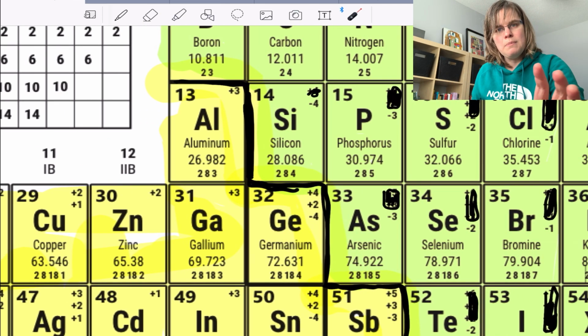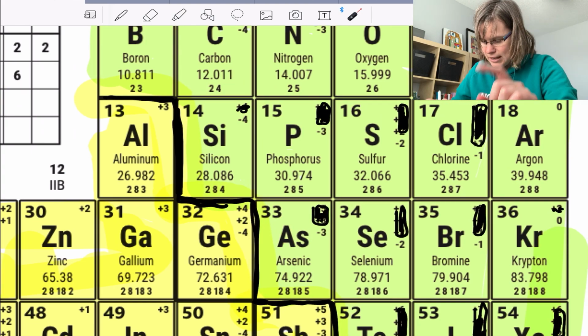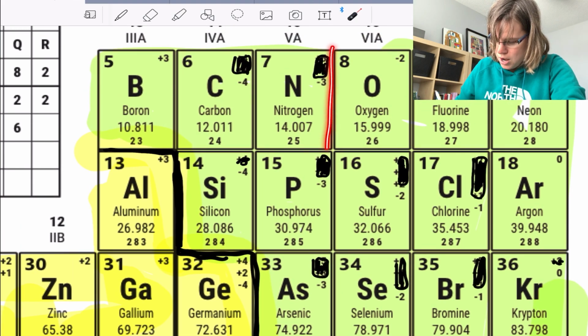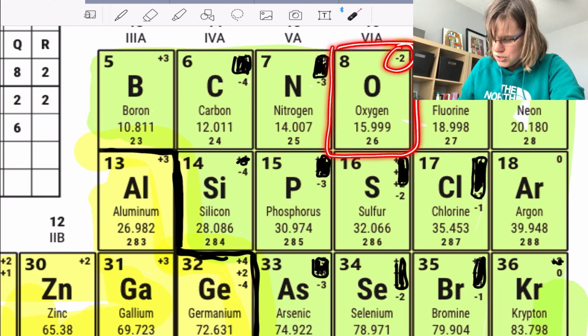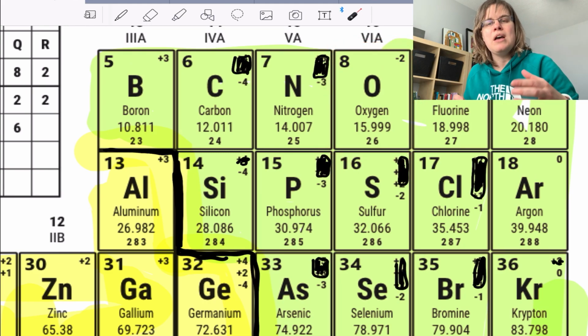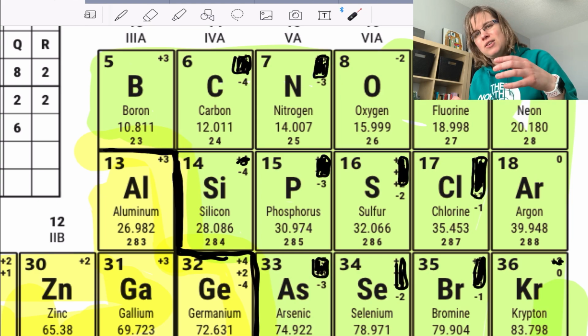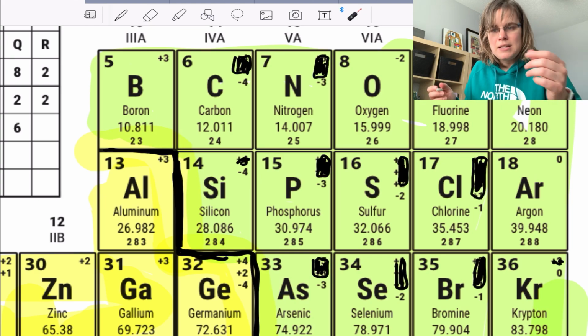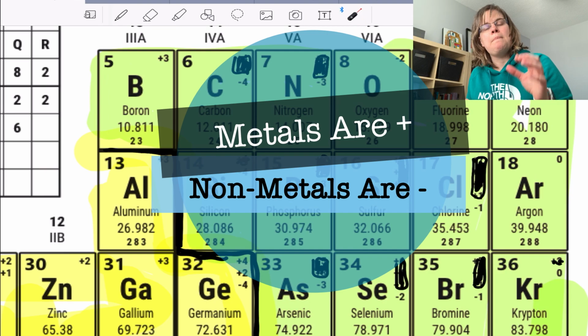When we look at nonmetals, nonmetals are always negative. If we look at something like oxygen here, you'll notice in the top corner it says -2. So it's negative, okay? And that's called an anion. It doesn't matter. You just need to know that metals are positive and nonmetals are negative.